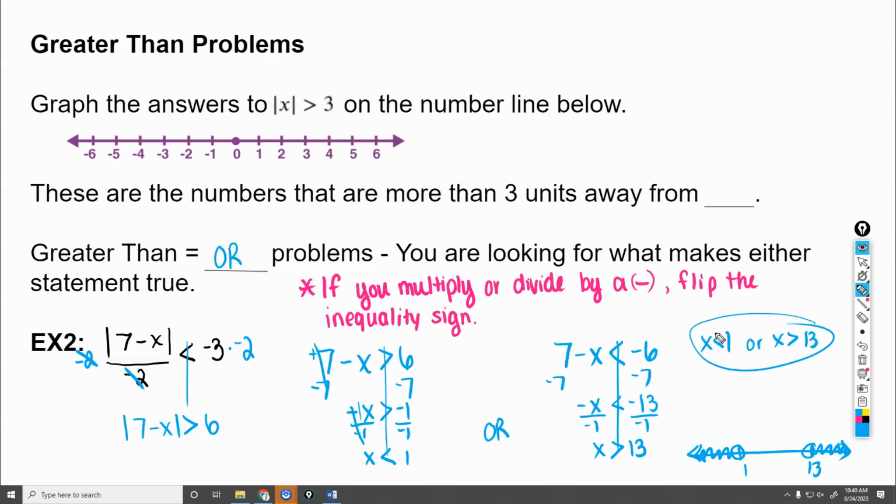You okay there? Okay. Most of the time, greater than problems look like this. Most of the time.